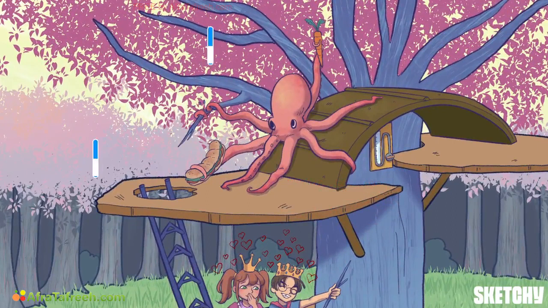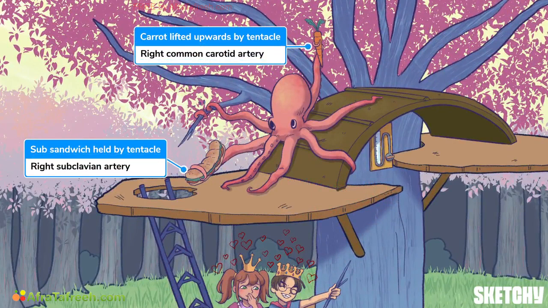Clever cephalopod. The brachiocephalic artery acts as a common trunk for its two branches, the right common carotid artery, demonstrated by this caret for carotid, which brings blood superiorly, supplying the head and brain, and the right subclavian artery, shown by this clavicle-shaped sub-sandwich, supplying the right upper extremity.